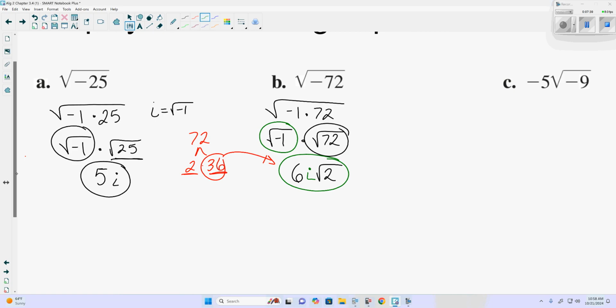Questions on this here? We ready for the next one? Because the next one we have is negative 5 times the square root of negative 9.